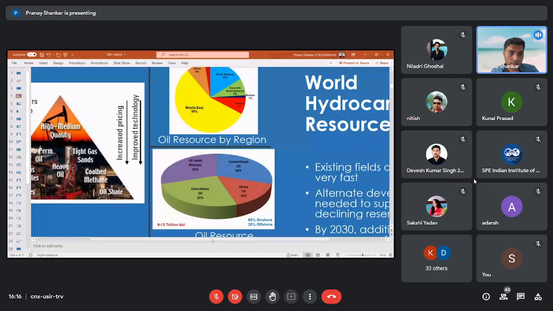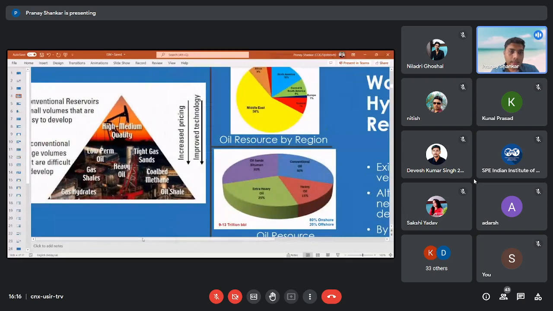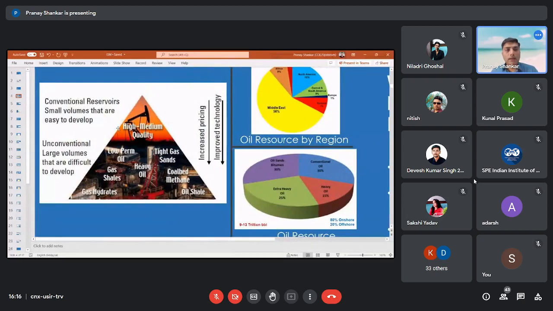So I will start from left. So this triangle, what it says is conventional reservoirs, basically what we read in literature and during our BTech courses, is nothing but conventional reservoirs and how do we develop those reservoirs. But they actually have consumed just maybe 30 to 40% of total hydrocarbon resources worldwide.